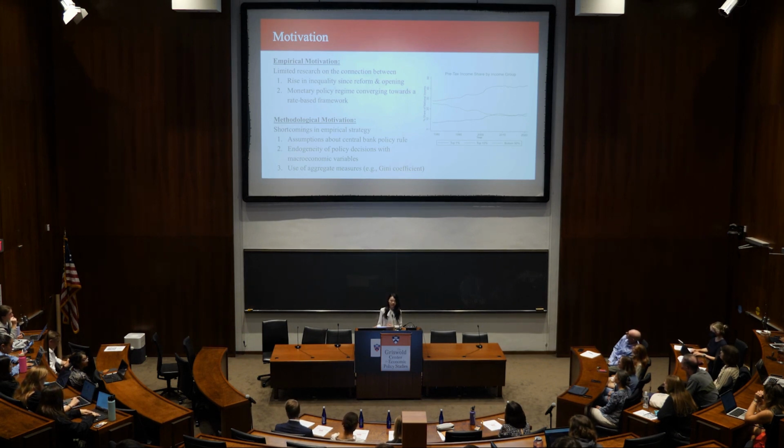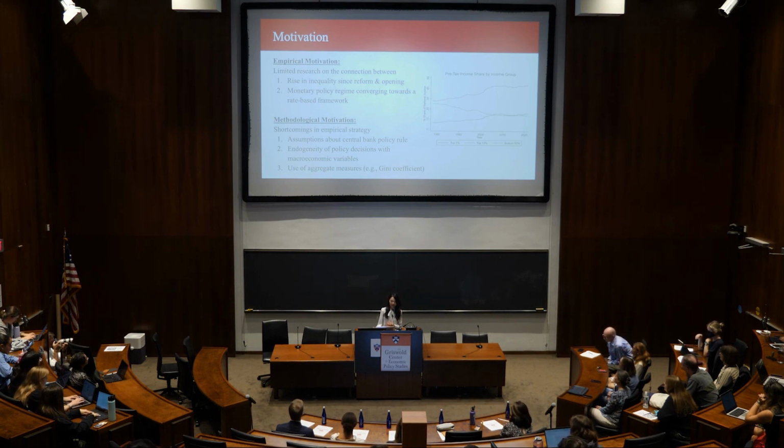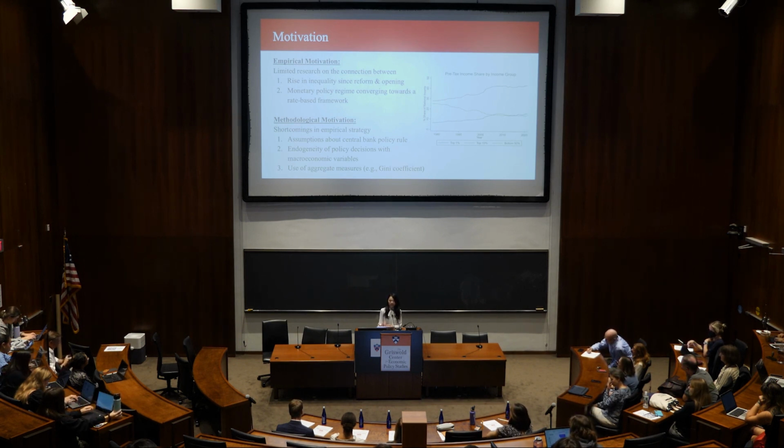So in recent years, a lot of scholars as well as policymakers in advanced economies have been looking at this question. However, the connection between the two in China has really been understudied. We've seen a rise in inequality in China since the country began its economic reforms in the 1980s. And at the same time, the monetary policy regime had also been transitioning from a quantity-based framework where you target the money supply to a more standard rate-based regime like the one in many developed countries, including the US. And so I was curious about whether there was any potential connection between the two.